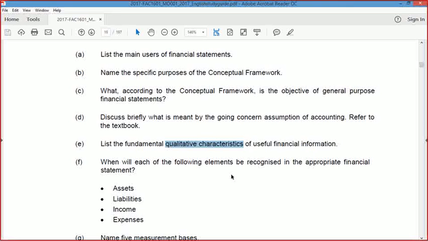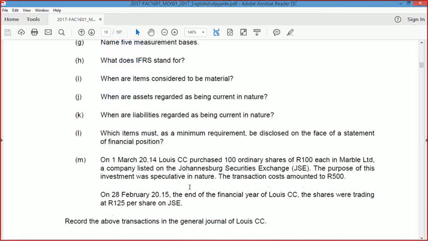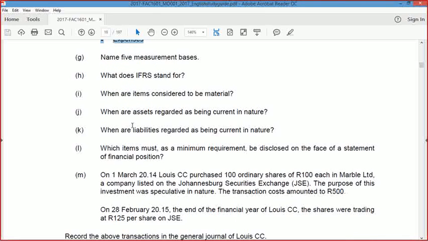Good. And then we've looked at a lot about the elements. I'm comfortable you are happy with those four: assets, liabilities, income, expenses. Let's look at this here. IFRS we've looked at. When assets are regarded as being current in nature, what does that mean? Isn't that short-term assets? Good. Timing is key, and timing is important because of disclosure. If we don't know how to record something, it's a problem because users need to have the right information. Great.